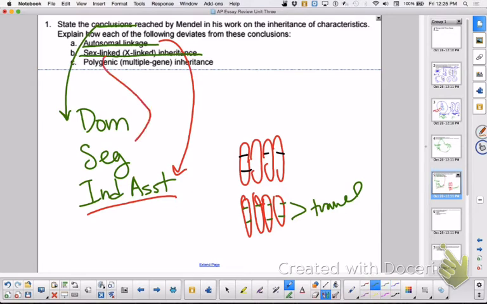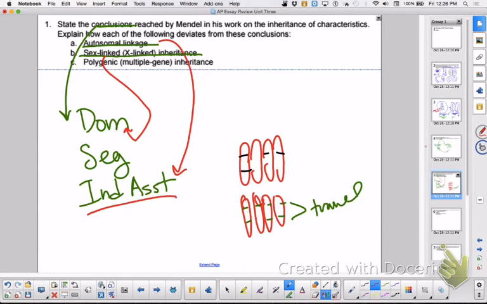Sex-linked traits would be an exception to dominance. Yes, dominant traits are still dominant over recessive traits, but in order to get a recessive trait, you only need to get 1 bad copy and you will get it. Where we are used to having to get 2 of those alleles in order to get that particular trait. You all right? Question on that one?